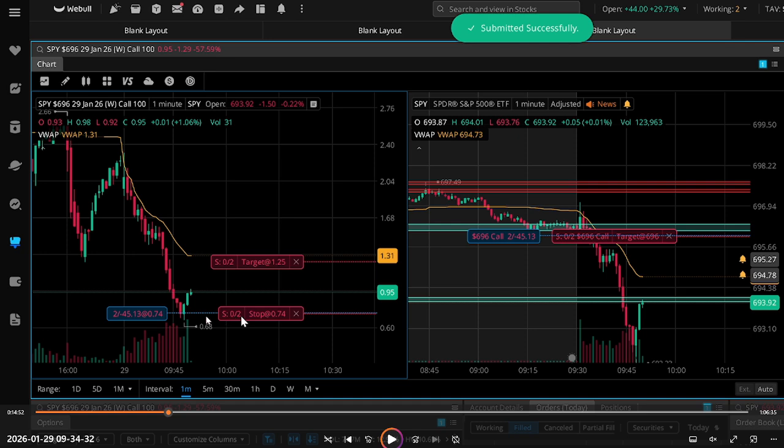I think my entry was 74. It's at my 2 to 1, and I'm risking 10 cents. So right now this is at my 2 to 1. This would have been a perfect time to actually take a profit even at the $40 level. I mean when I was making 40 bucks.